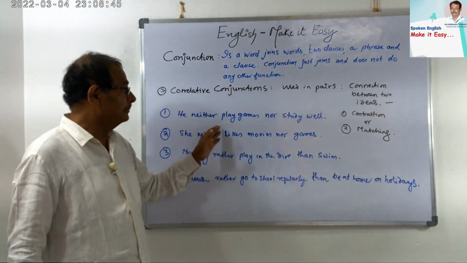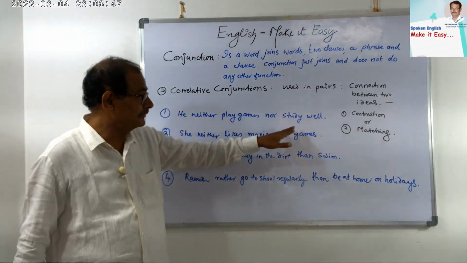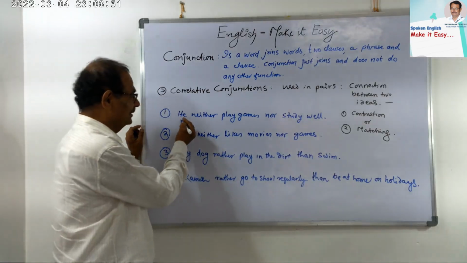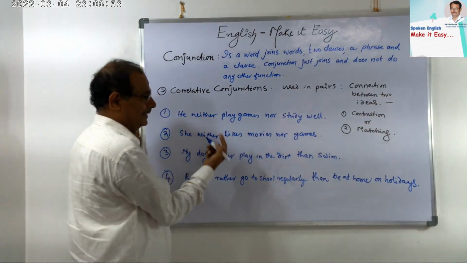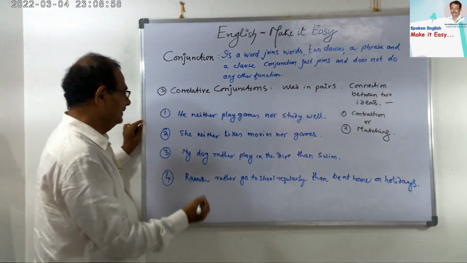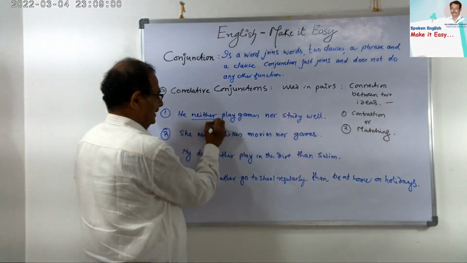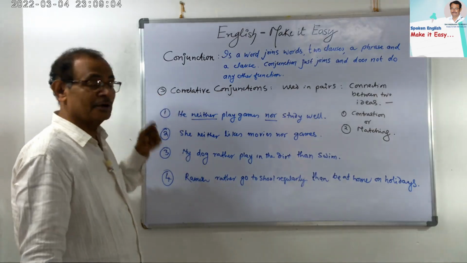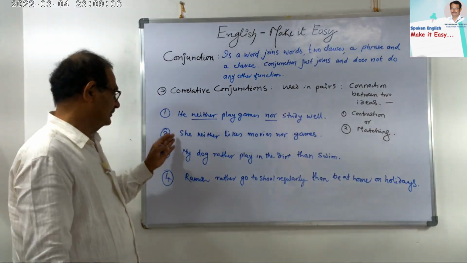He neither plays games nor studies well. See here, there are two ideas. He neither plays games, this is one idea. Studies well, that is another idea. So this neither is one, and nor, so this neither nor is a correlative conjunction. Next, see the second one.